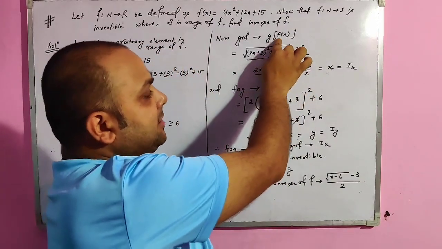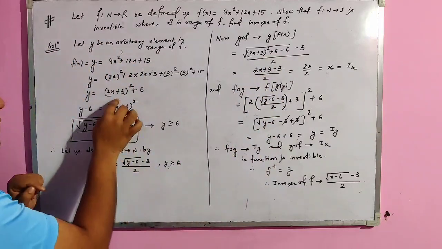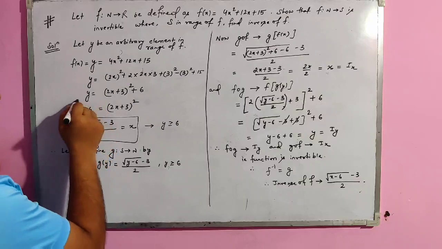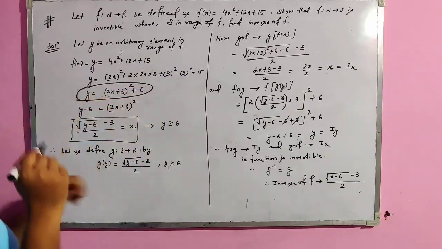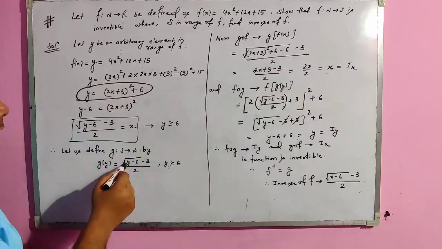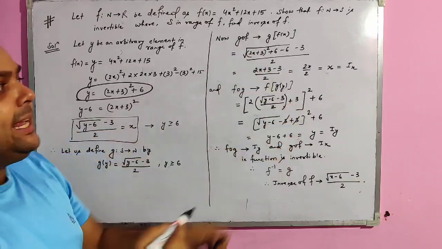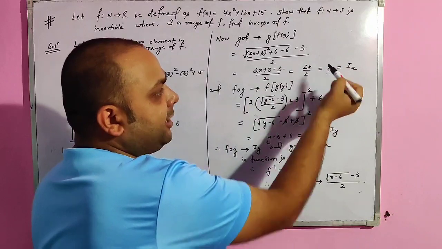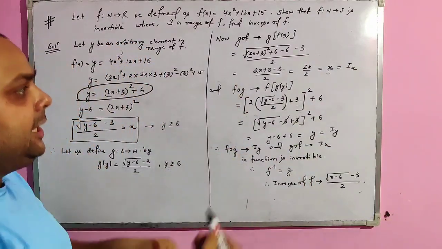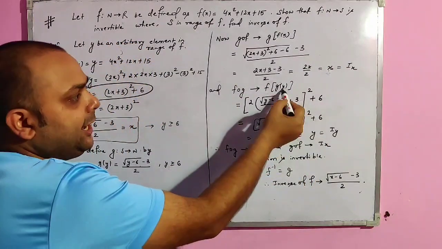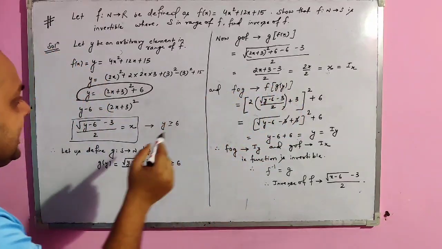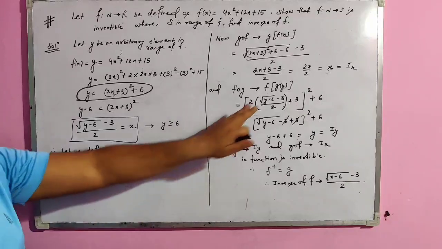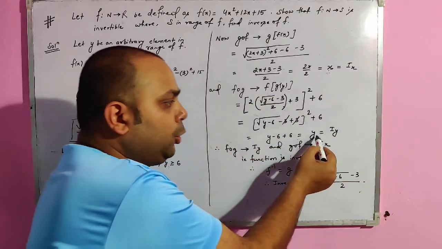G of f of x means in place of y we have to substitute this particular value. I have substituted in place of y. After calculating I get the value of x. So after substituting, we get the value of x. Similarly, f of g of y means in place of this x we have to substitute this complete value. So I have substituted it and found the value y.